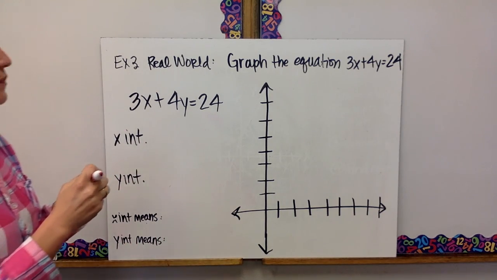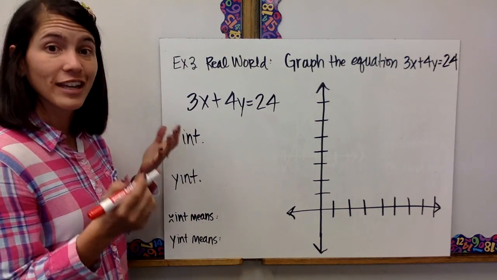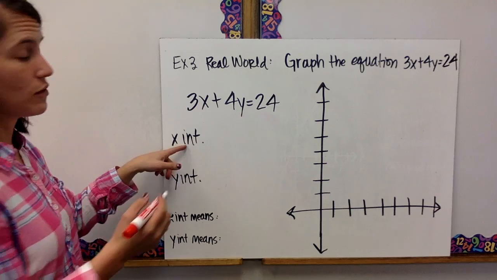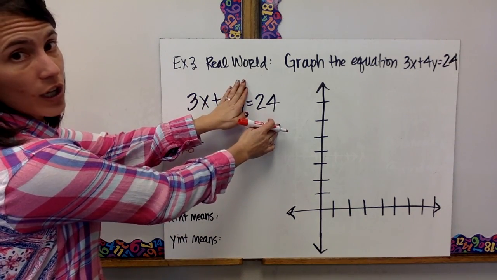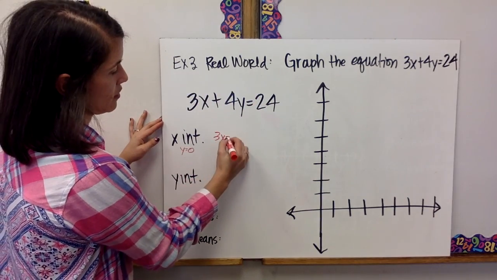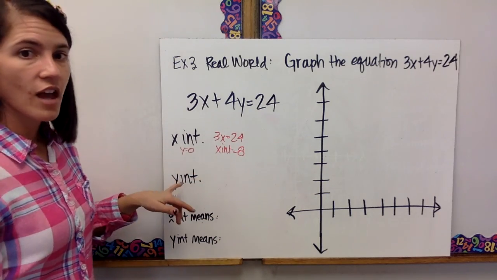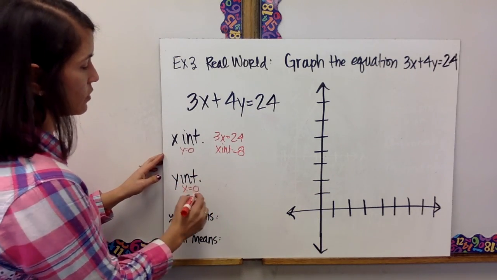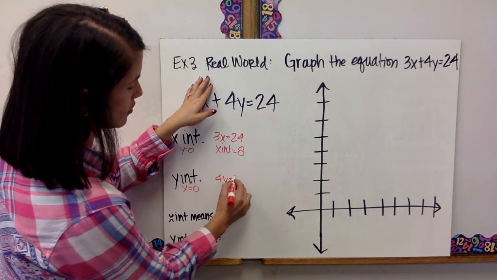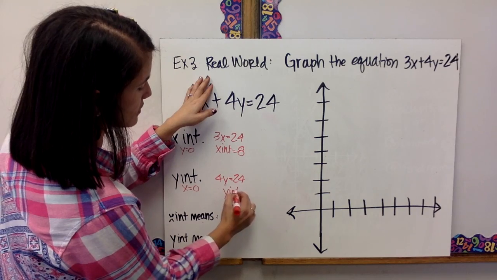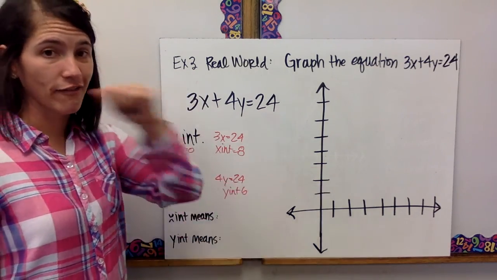So here is my equation. $3 for a box of cookies, $4 for a carton of ice cream. We're going to use our intercepts. To find the x-intercept, you let y equal 0. 3x equals 24. So the x-intercept is 8. To find the y-intercept, we're going to let x equal 0. 4y equals 24. So y-intercept is 6. Okay? I have my intercepts. Now I can graph it.